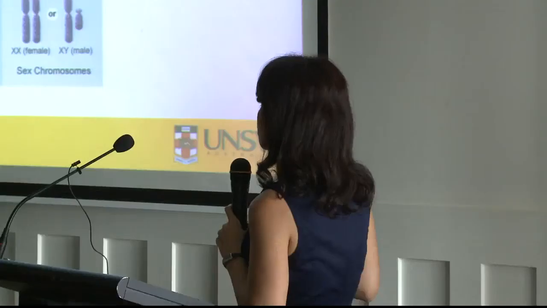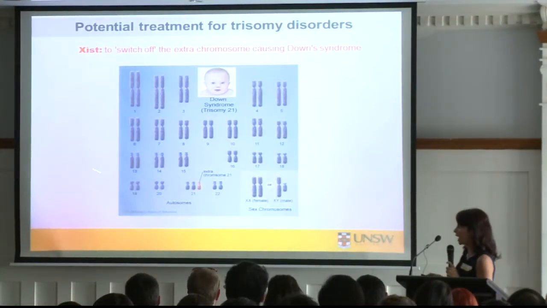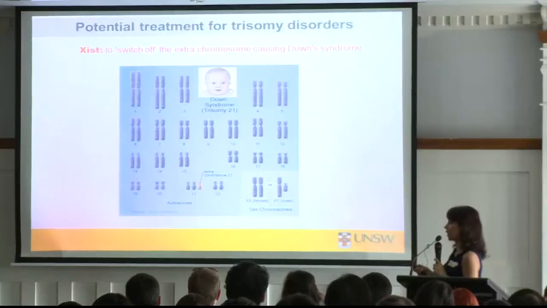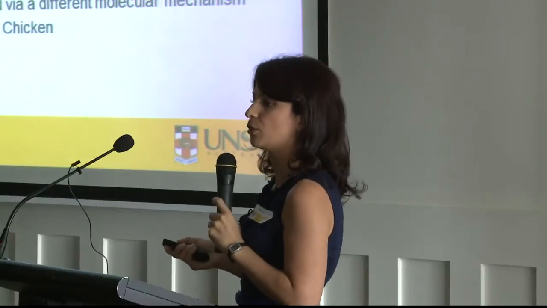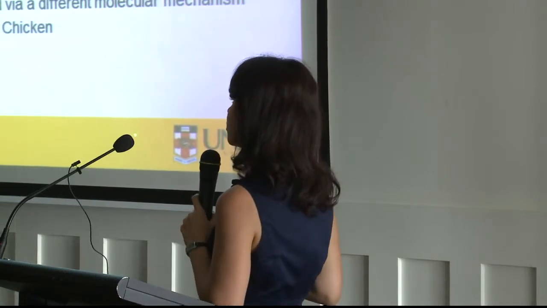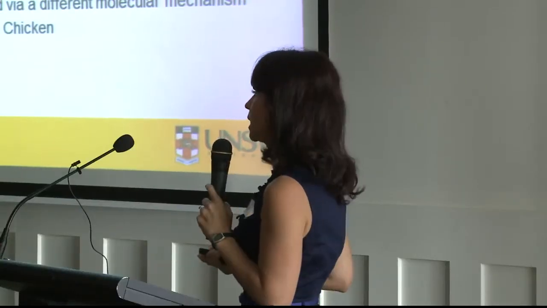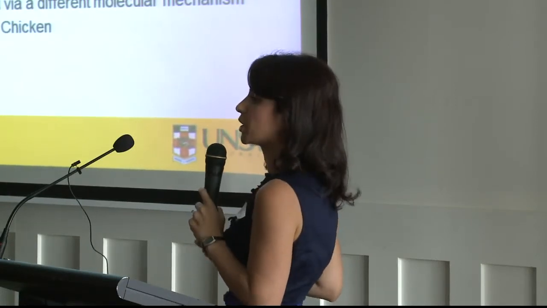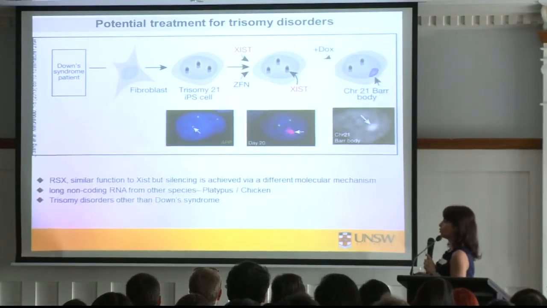Trisomies are not always based on just a whole chromosome. Sometimes there is only a small fragment of a chromosome which has been translocated onto a different chromosome. So even if RSX doesn't shut down a whole chromosome, what it could do is shut down a smaller region, and it could be used for these sorts of translocation trisomies. Of course, marsupials are not the only species with an X inactivation mechanism. You could look at other long non-coding RNAs from species such as platypus and chicken, which also have a dosage compensation mechanism, to see if we could use them as potential therapeutic agents.